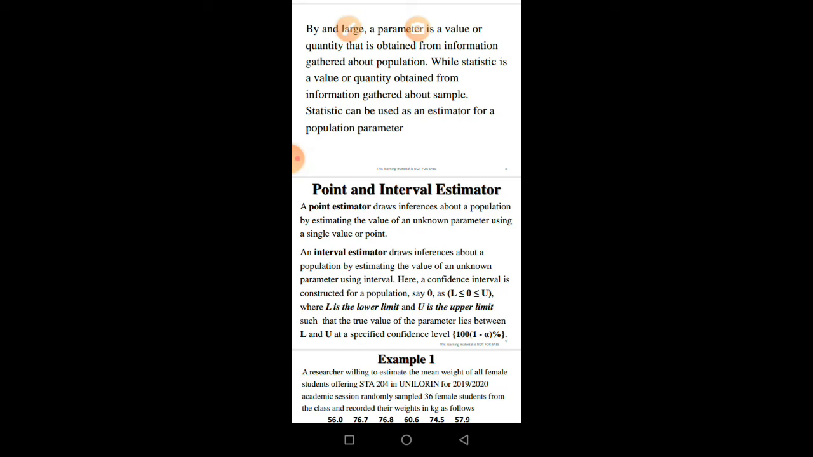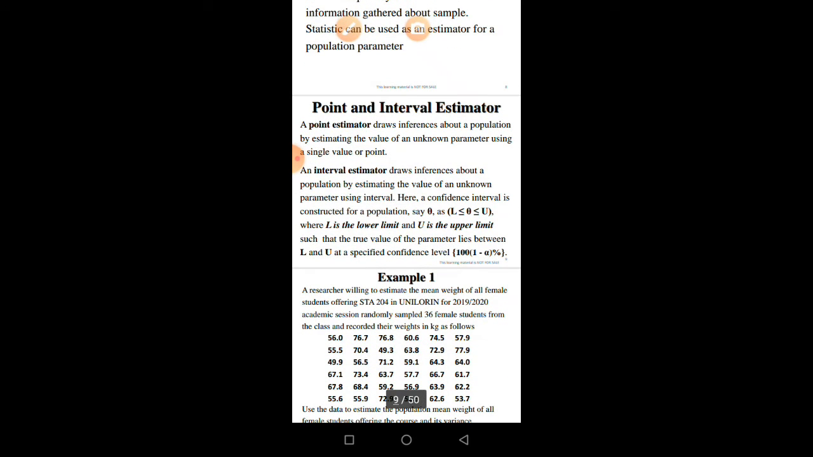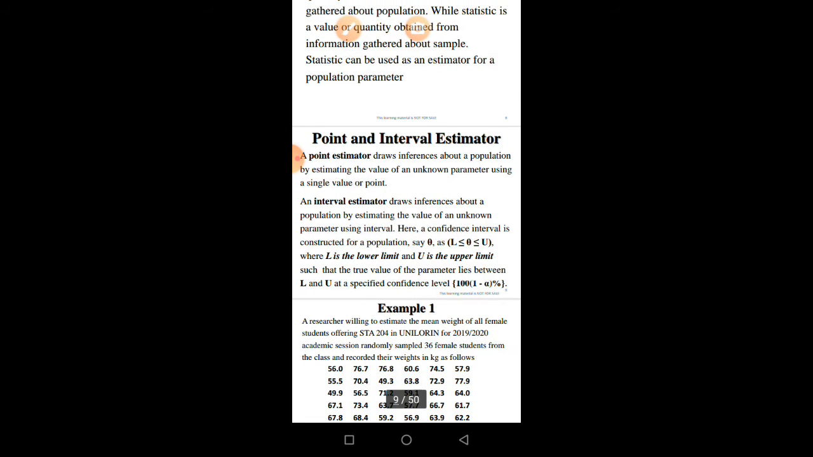So I'm going to give the calculations. We're going to do the calculations together in the next section. Then you see the way you can get your point estimator and your interval estimator results. Okay, now here a confidence interval is constructed for a population parameter theta as L, the lower limit, less than theta less than U, that is what we call the range. Where theta is the population mean, and we are going to replace it in terms of calculation.